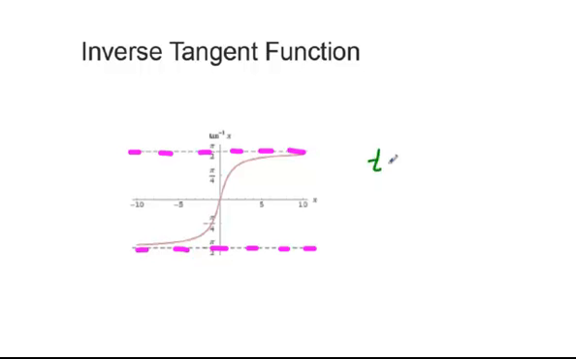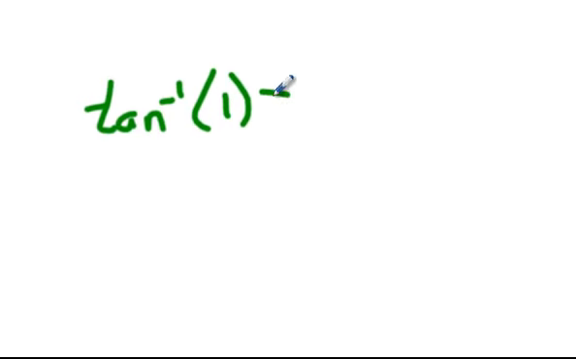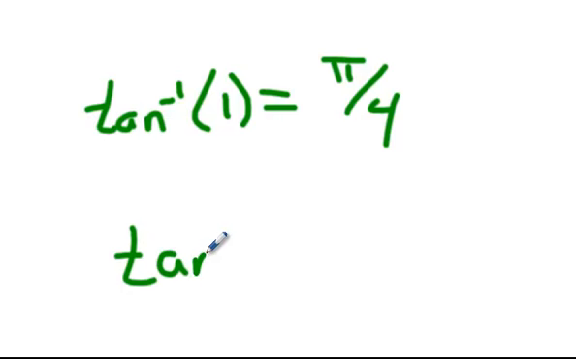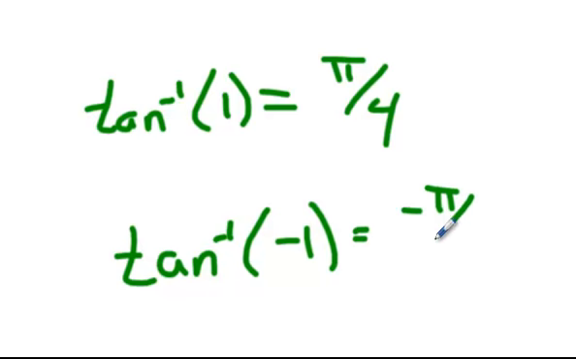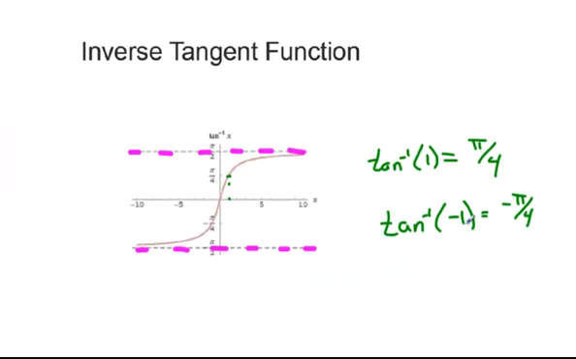So the same scenario would happen. Let's say we take the inverse tangent of 1. It's right about here. Come up to the side here and over. So that's going to be what? That's going to be pi over 4. We could also take the inverse tangent of negative 1, and that's going to give us negative pi over 4. So that concludes your introduction to inverse functions.